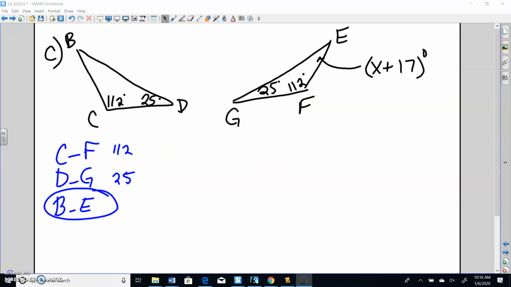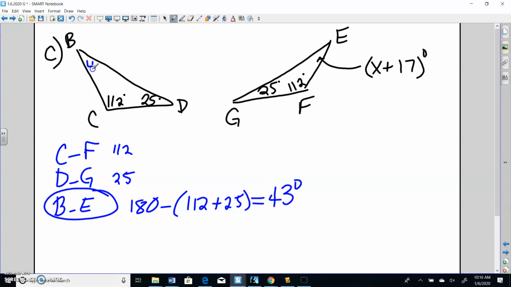So 180 minus 112 plus 25. What's 112 plus 25? 137, and that would be 43. So both of those angles should equal 43. So we can put 43 here.